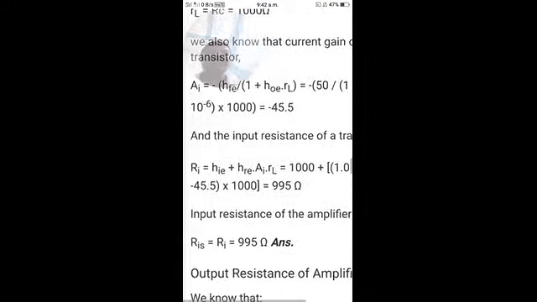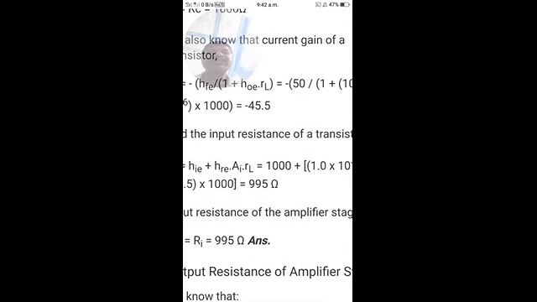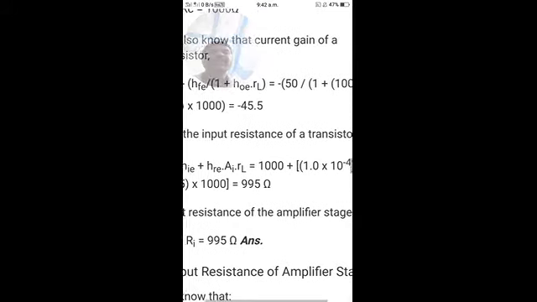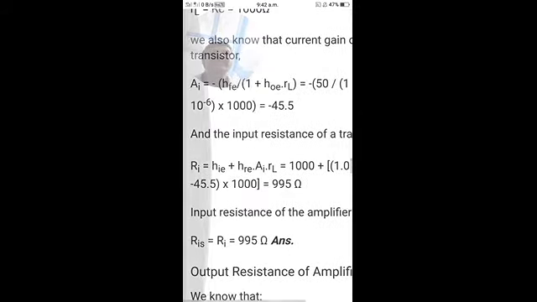The input resistance of the transistor is given by the formula Ri is equal to hie plus hre into AI into RL. So hie is 1000 ohms and hre is 1 into 10 power minus 4, AI is minus 45.5, which we have just calculated, and RL is 1000 ohms. Substituting the values, we get the input resistance Ri, that is 995 ohms.